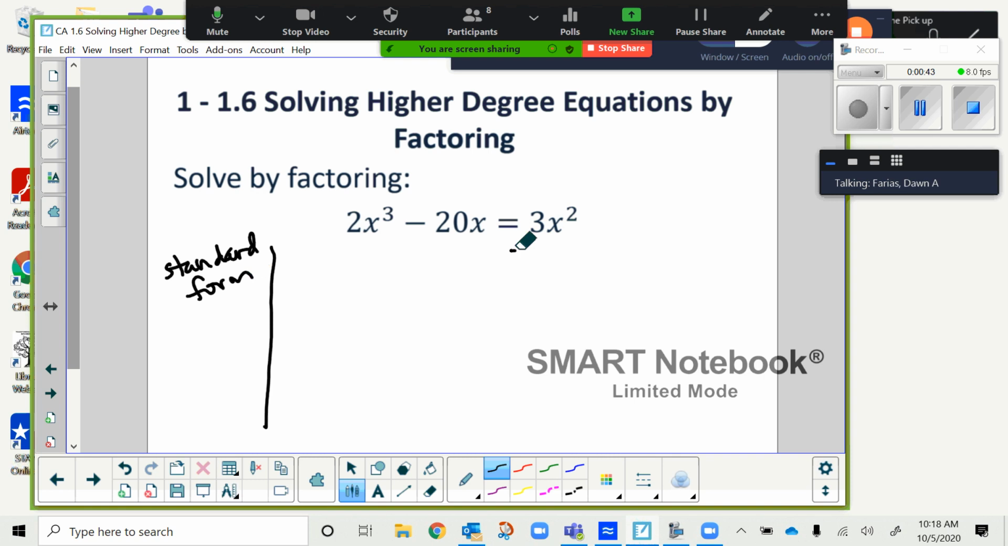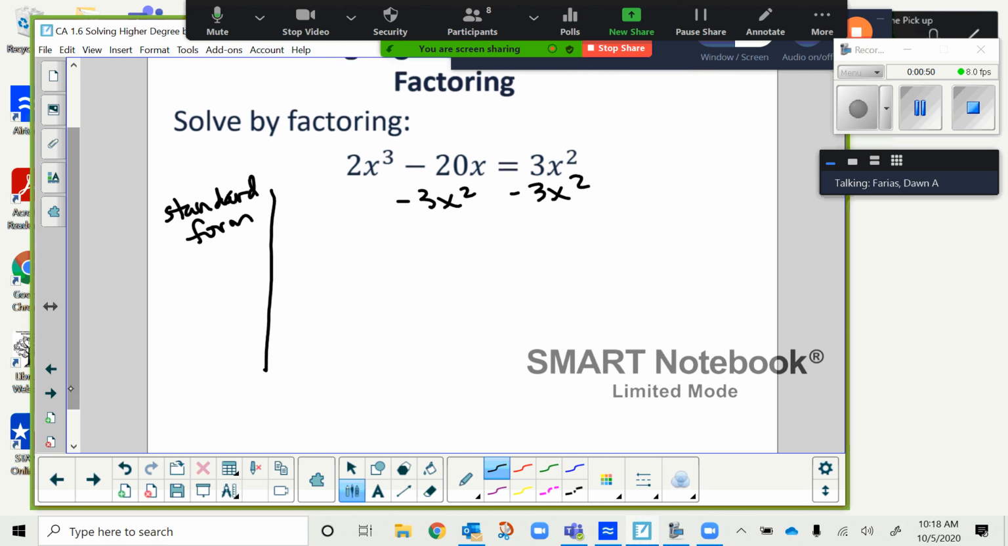By subtracting 3x squared from both sides. And then standard form means you write the exponents in descending order. So the biggest exponent first, then the smaller exponent, then the smallest. So I've got 2x cubed minus 3x squared minus 20x equals 0.